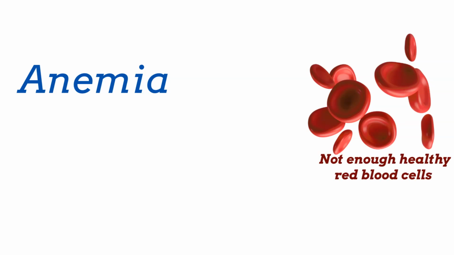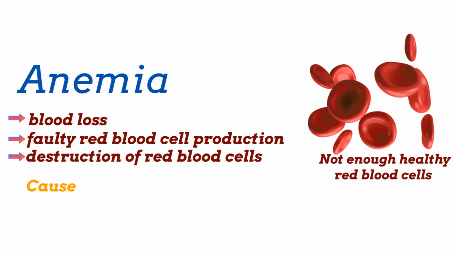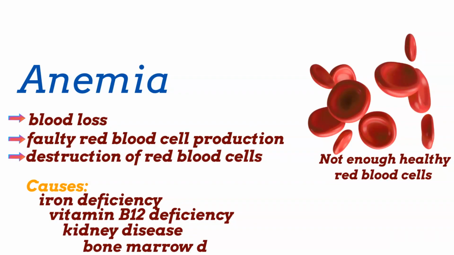Anemia. Anemia is a condition in which there aren't enough healthy red blood cells to carry adequate oxygen to the body's tissues. This condition can be caused by a variety of conditions such as blood loss, decreased or faulty red blood cell production, or the destruction of red blood cells. Common causes of anemia include iron deficiency, vitamin B12 deficiency, chronic diseases like kidney disease, and bone marrow disorders.